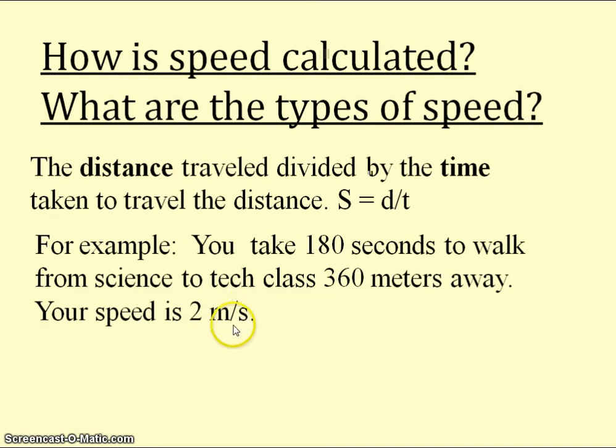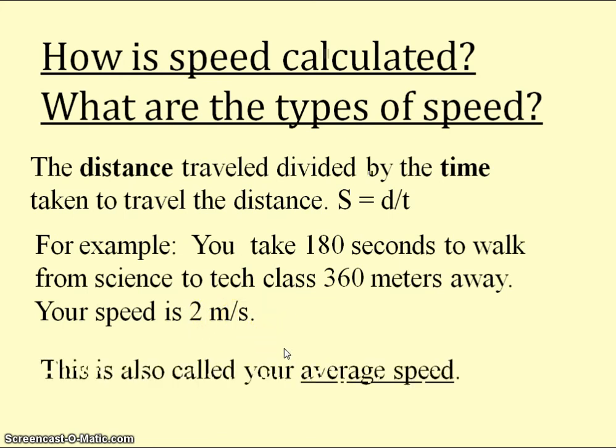Notice how meter is abbreviated with an m, and this slash here means per, and the s is short for seconds. So that's read meters per second. We can also call this our average speed.